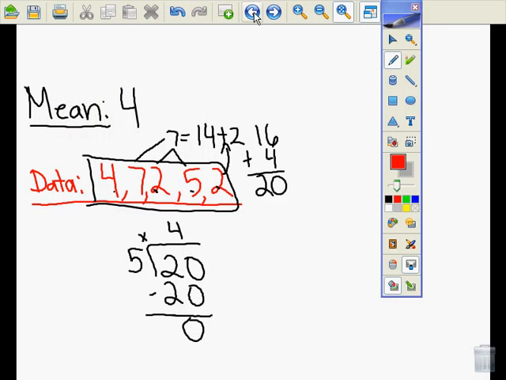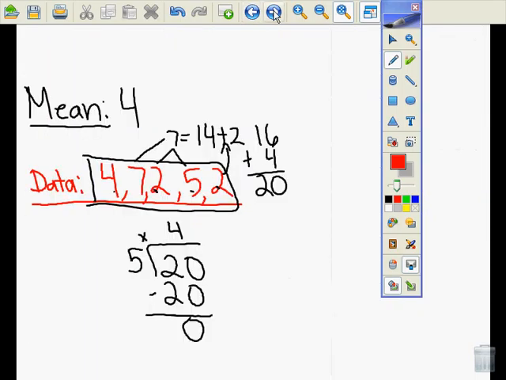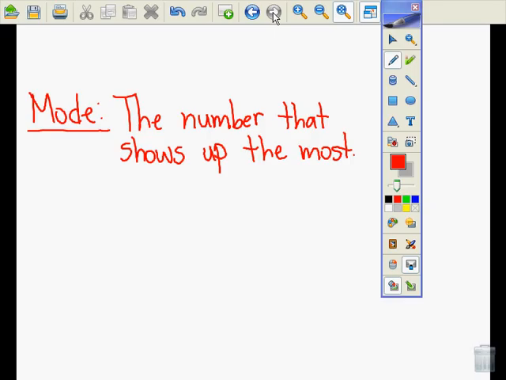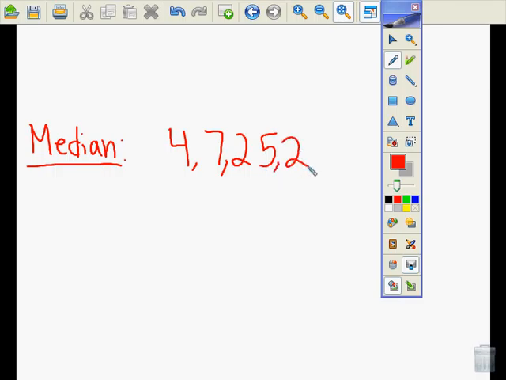So let's go back. So we've done the mean, median, or excuse me, the mean based on this graph. Now we need to do the median. So the median is also fairly simple. So again, we need to look at our set of data, which was 4. Now we had 7, 2, 5, and 2.